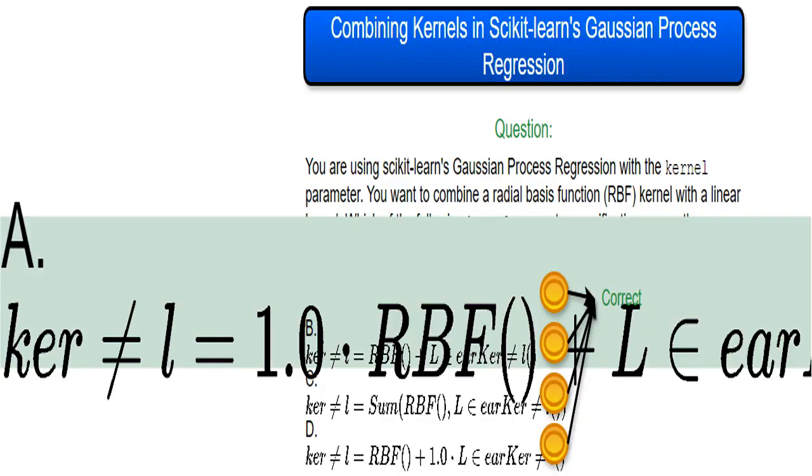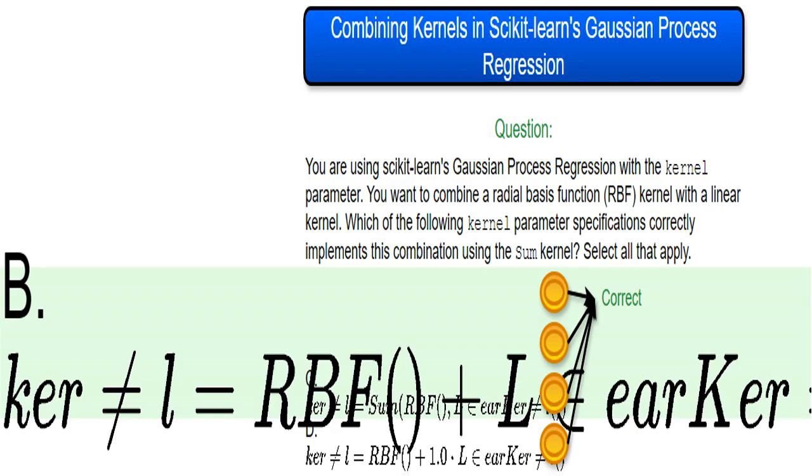This option shows one way to combine kernels. I multiply the RBF kernel by 1.0, a hyperparameter, and then add it to the linear kernel. The plus acts as the SUM kernel here. This is another way of combining kernels. I add the RBF kernel and linear kernel directly, without explicit scaling. Scikit-learn handles this as a sum of kernels.